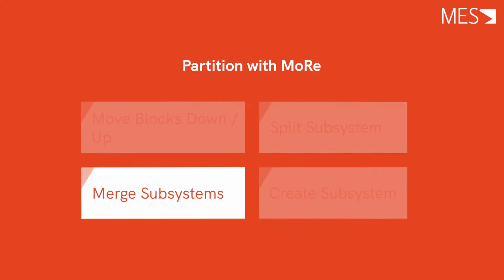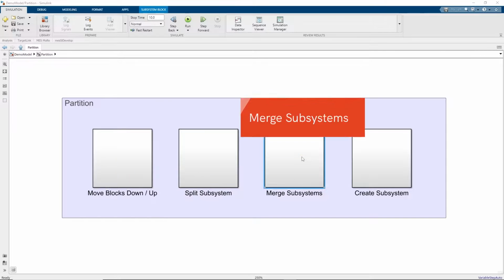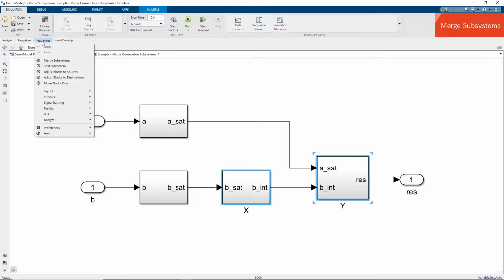The next action can be used to merge two subsystems into one. Imagine you're working on this subsystem and you detect that the content of this subsystem X is so closely related to the content of the subsystem Y that you want to merge subsystem X into subsystem Y. With MoRe, you can simply select the two subsystems and start the Merge Subsystems action from the MoRe menu.